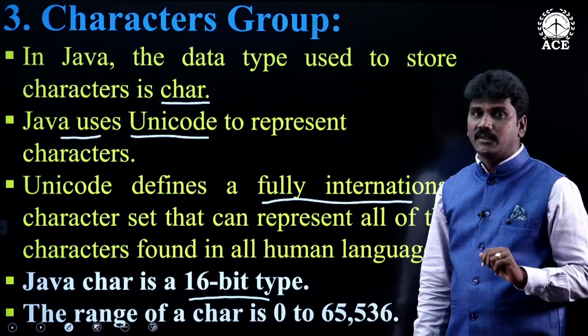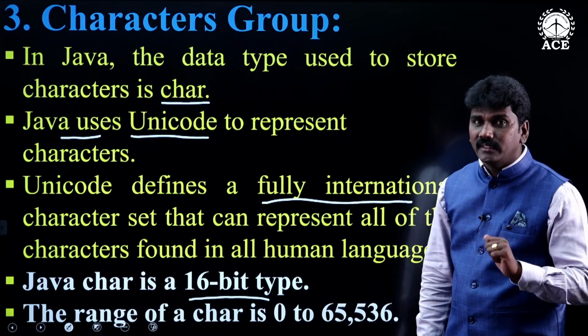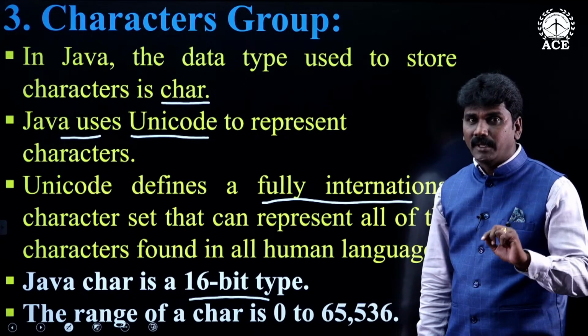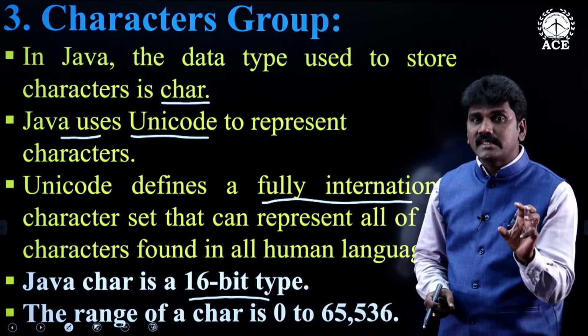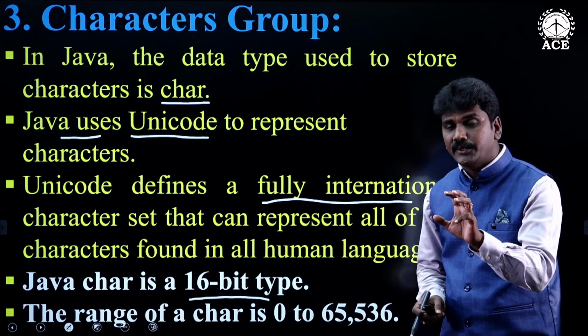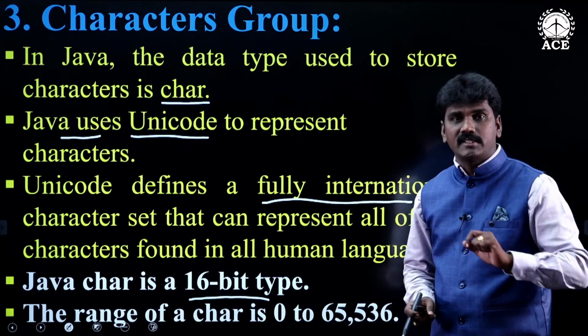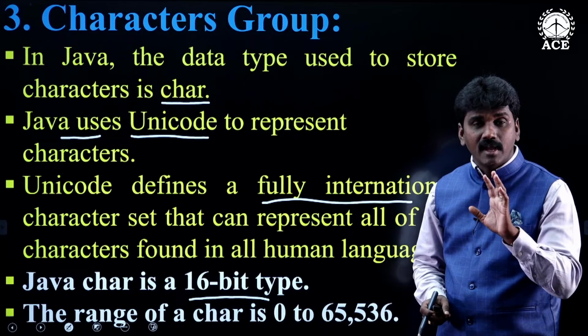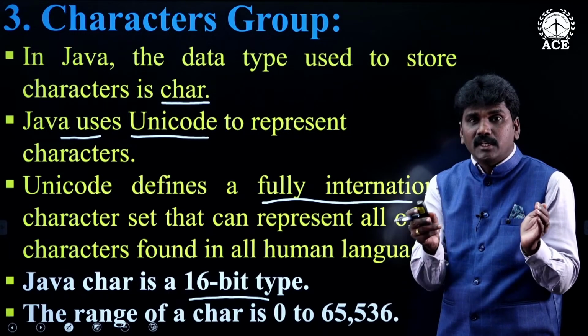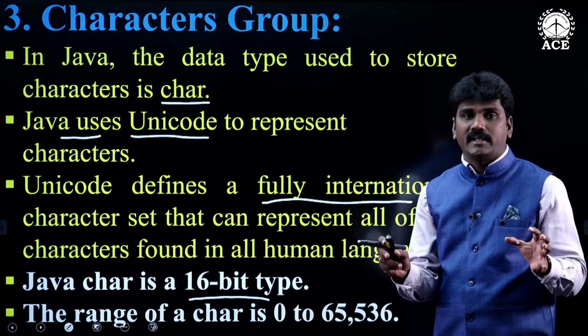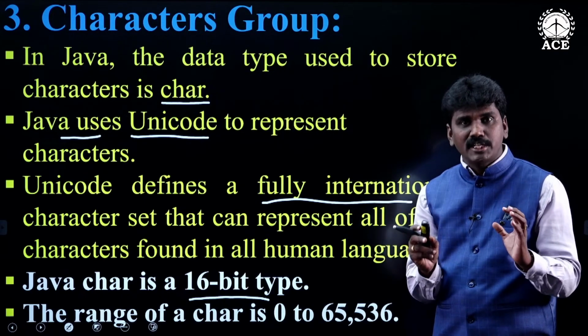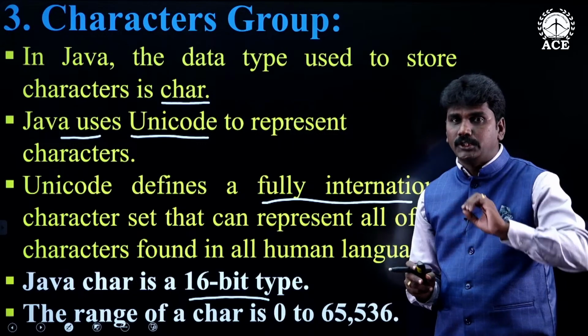Now, I would like to tell you one point: the character data type size is 16 bits, like short int we have seen. What is the size of short int? 2 bytes, nothing but 16 bits. But there, what is the range we have used? Minus 32,768 to plus 32,767, because the integer group or floating point group allows signed data.